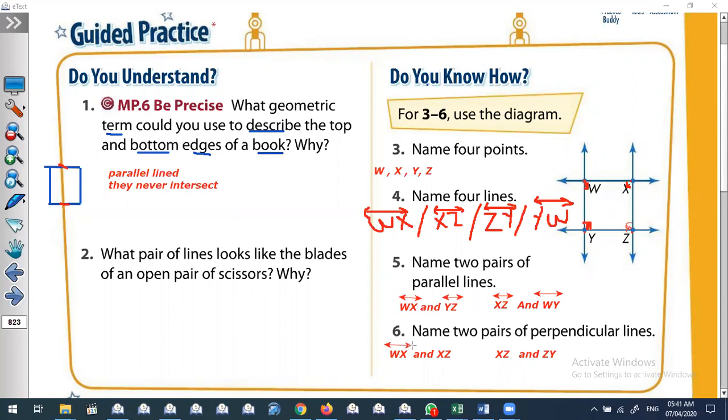WX and XZ. Perpendicular lines must have a common point. The common point here is X. The letter is repeated, X and X. XZ and also ZY, here the common point is Z. So perpendicular, I can say that ZY and YW, no problem. Some students say that YW and WX, no problem. They are also perpendicular.